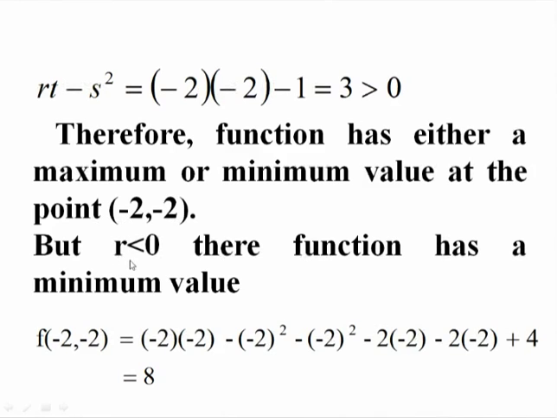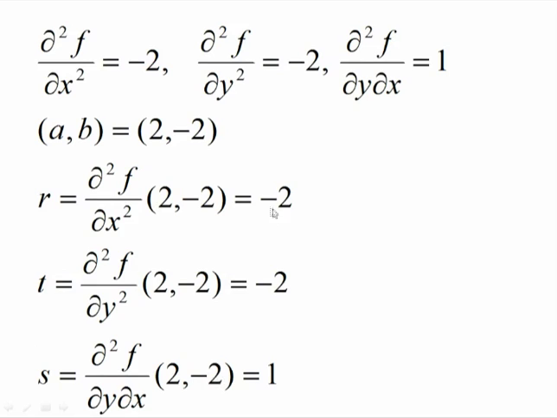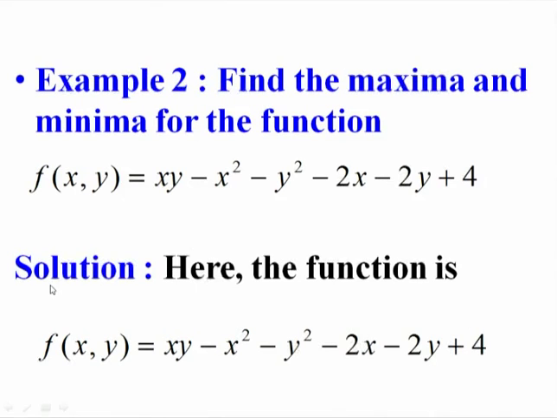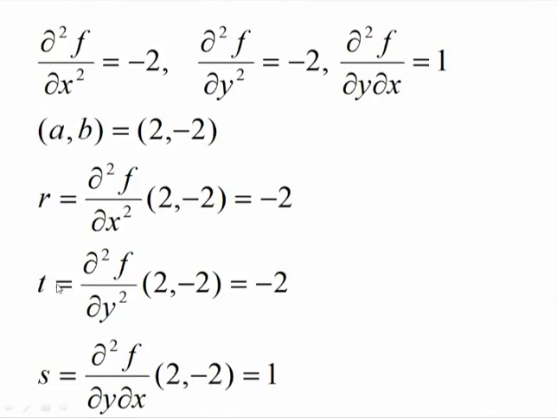But we have to check the value of r. So r is minus 2, so r is less than 0. So the function has not a minimum but a maximum value at this point, f at minus 2, minus 2. This is the maximum value. Okay.